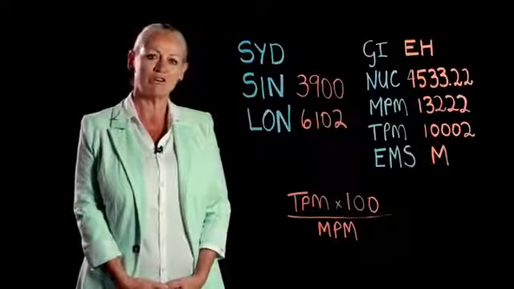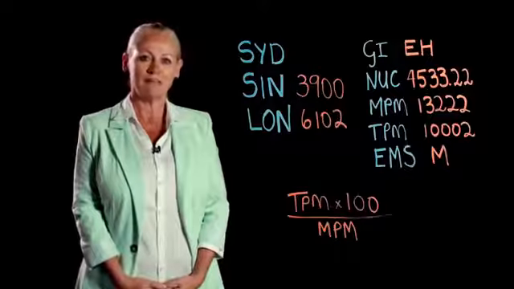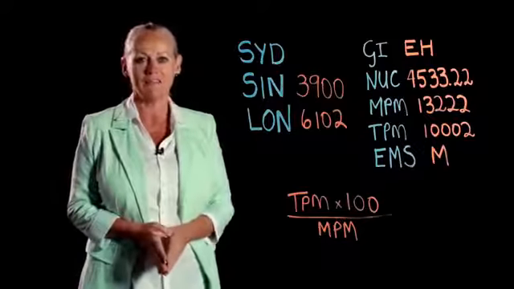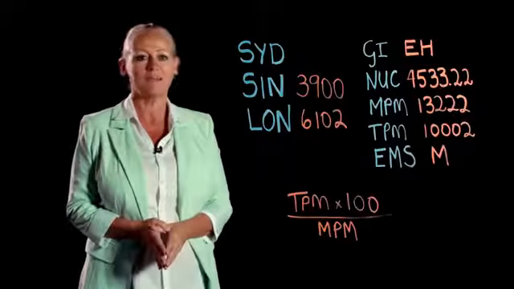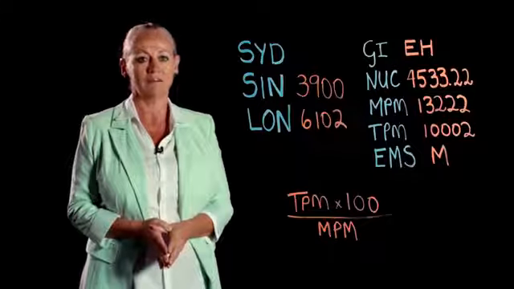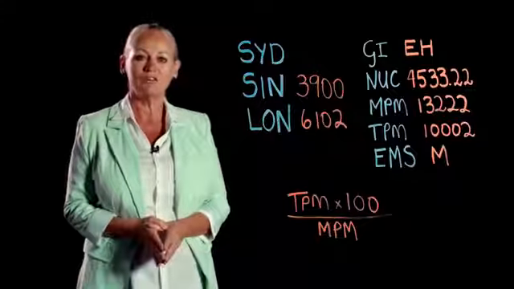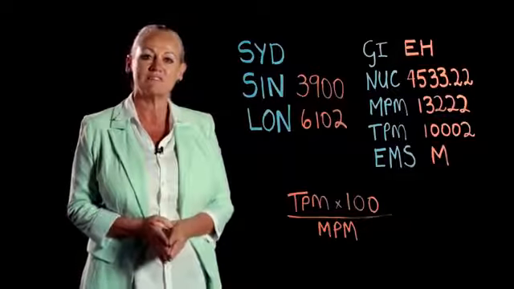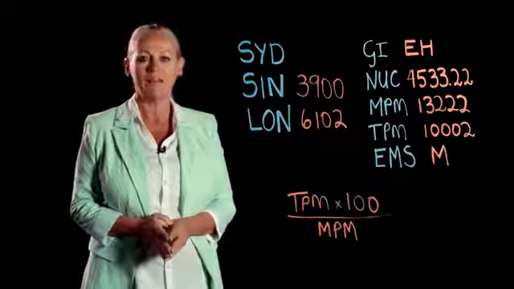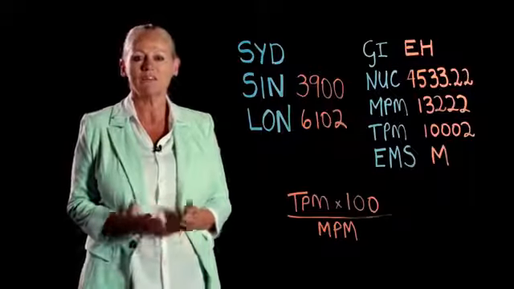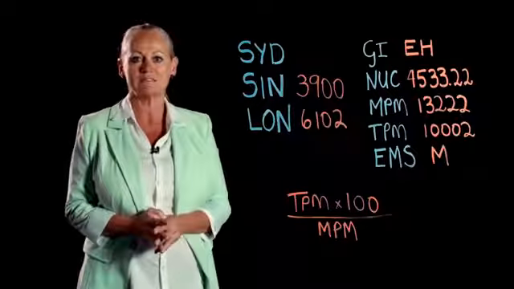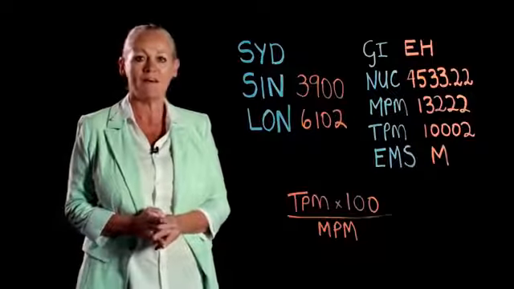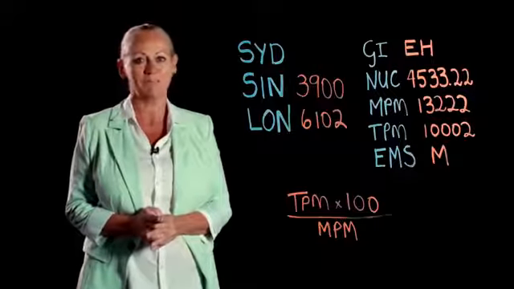Using our same journey from Sydney, Singapore to London, we established we had an EH global indicator. The next thing is to look up what our fare is, or our NUC. Now, a NUC is a neutral unit of construction. It's a fictitious currency that is used around the world by all airlines and travel agencies so we can all calculate airfares using the same currency. As a matter of interest, one NUC is equivalent to $1.